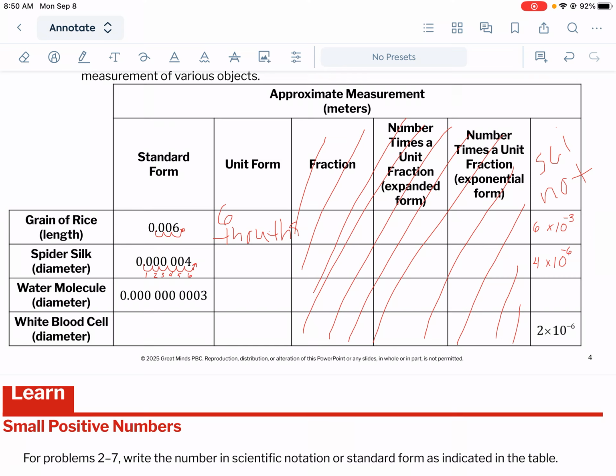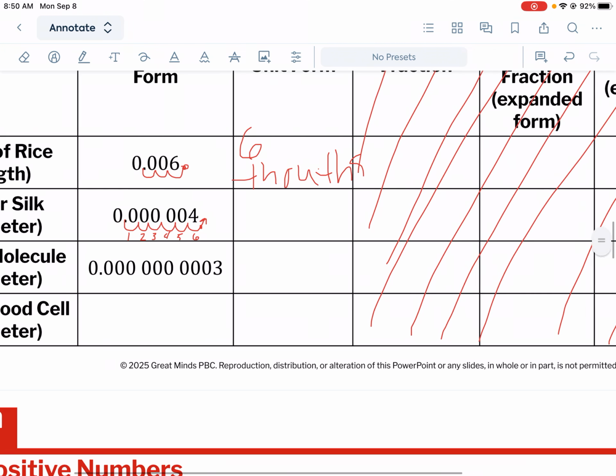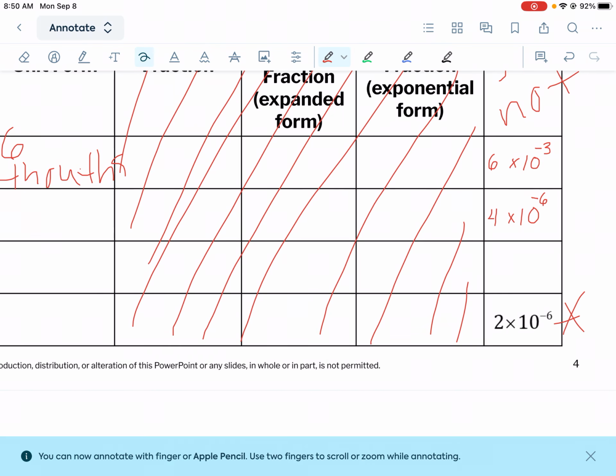I'm going to show you how to do white blood cell first. I'm going to give you time to do water molecule on your own, but we're going to go backwards for this 2 times 10 to the -6. I'm going to show you how to go backwards for that. Matter of fact, put a star by this. Going from scientific notation to standard form. Okay?